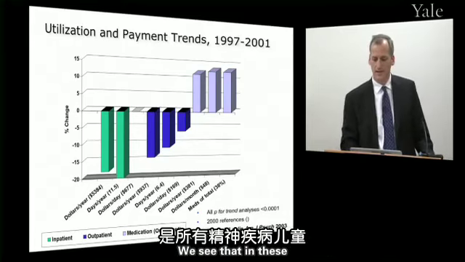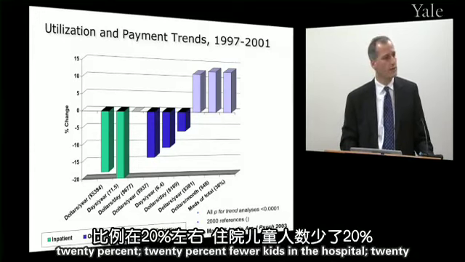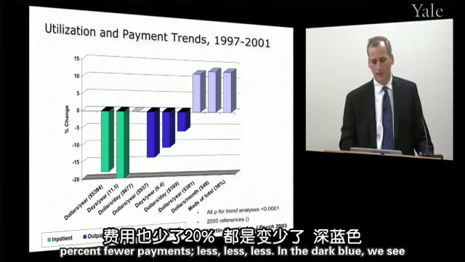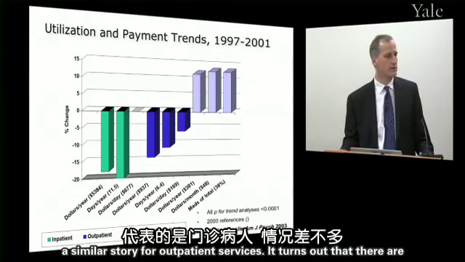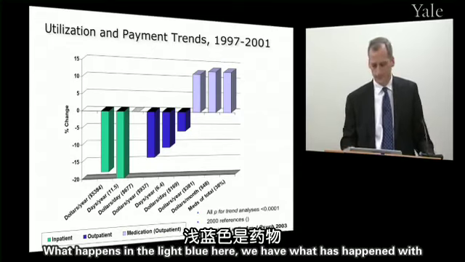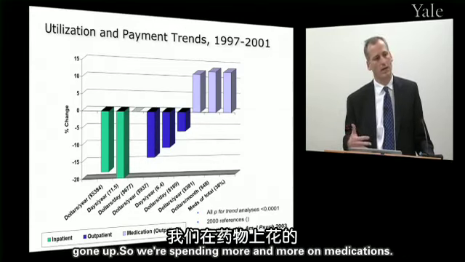And we see that in these 4 years, between 1997 and 2001, all these costs have gone down by about 20%. 20% fewer kids in the hospital, 20% fewer payments. In the dark blue, we see a similar story for outpatient services. It turns out that there are fewer outpatient services. The reimbursements are less and less. And what happens in the light blue, with medication? Medication costs during that same period of time have gone up. So we're spending more and more on medications.